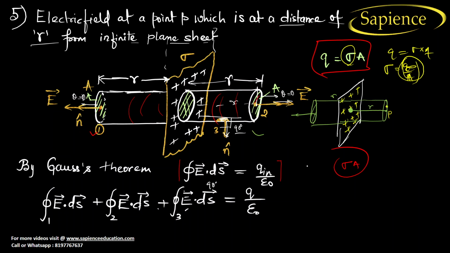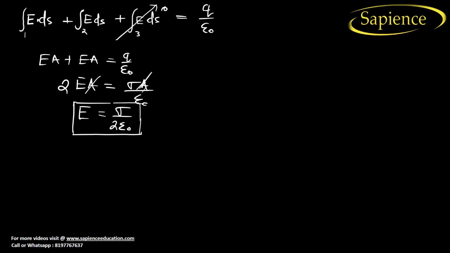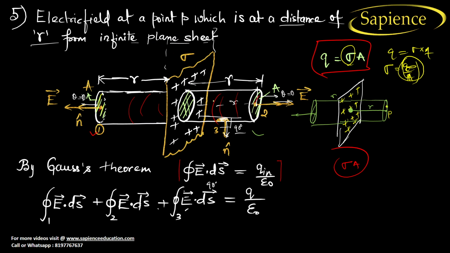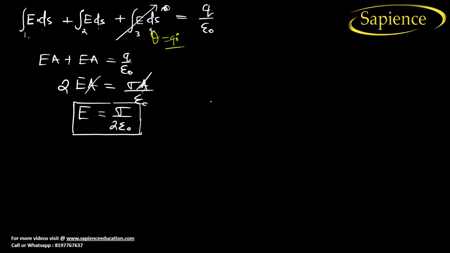Now if we break this, this will become 0. Why? Because the angle theta is equal to 90 degrees. So we will have the E dot dS. Now if you see properly, both surfaces are the same, having the same area, so surface 1 and 2 are the same. So why don't we add like this: E dot EA, and this is equal to charge enclosed by epsilon naught, right? So how many EA are there? 2 EA. So 2 EA is equal to charge enclosed.